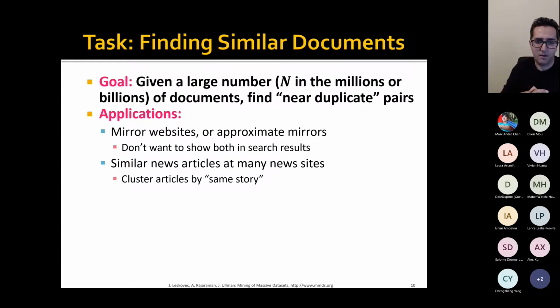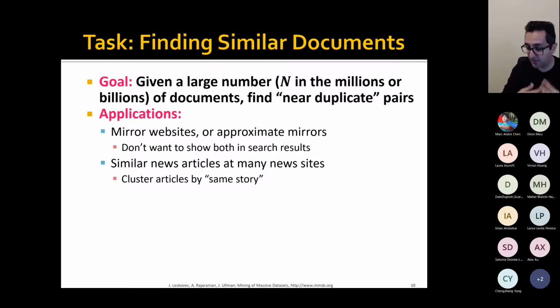And also for news articles, when different news outlets talk about the same story, those documents are very similar. So when you search for something in the news, search engines typically want to cluster or group them, since all of these are talking about the same thing. So we need a way to find similar documents. These are examples of why we should care about finding near duplicate or similar documents.